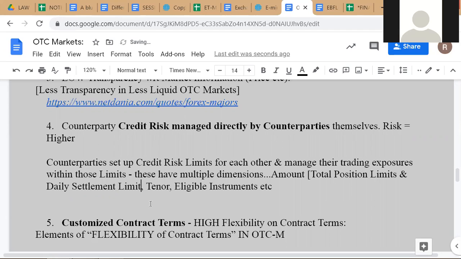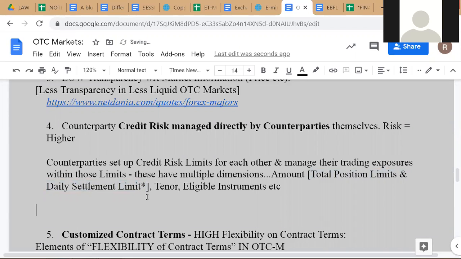Now, what does this mean? Total position limit and daily settlement limit. Let me clarify this. These are all nuances of credit risk management between OTC counterparties. Total position limit and daily settlement limits. Total position outstanding.